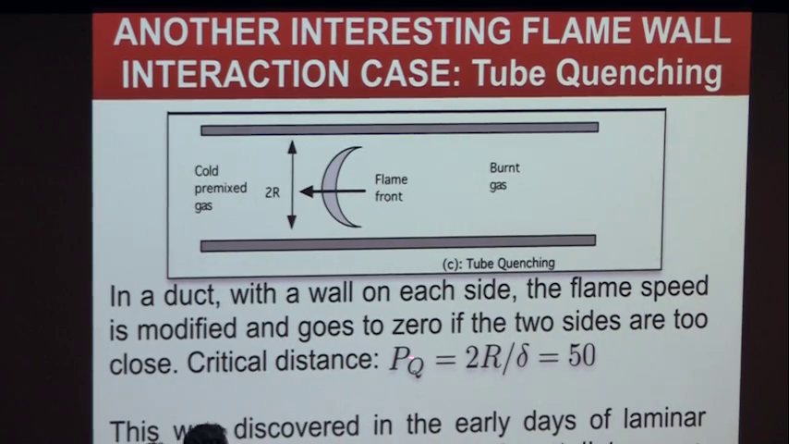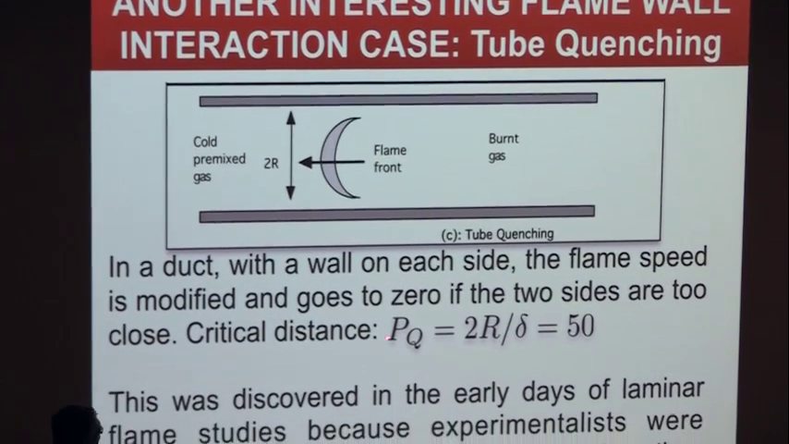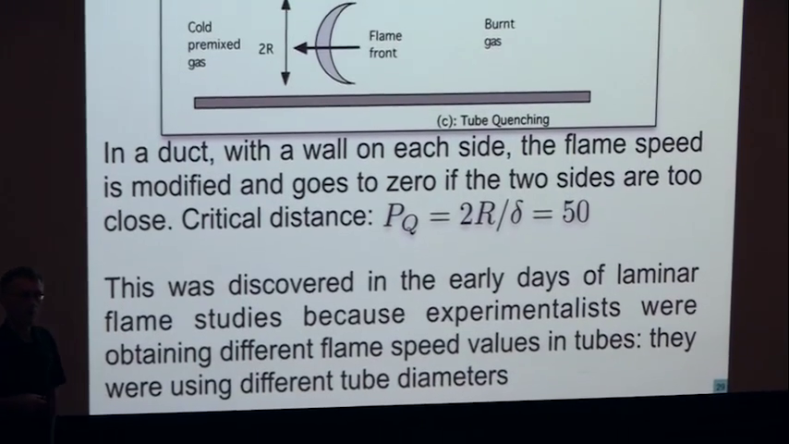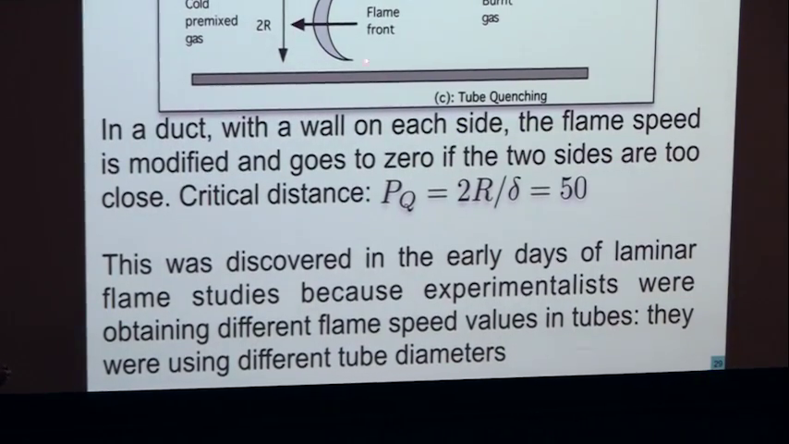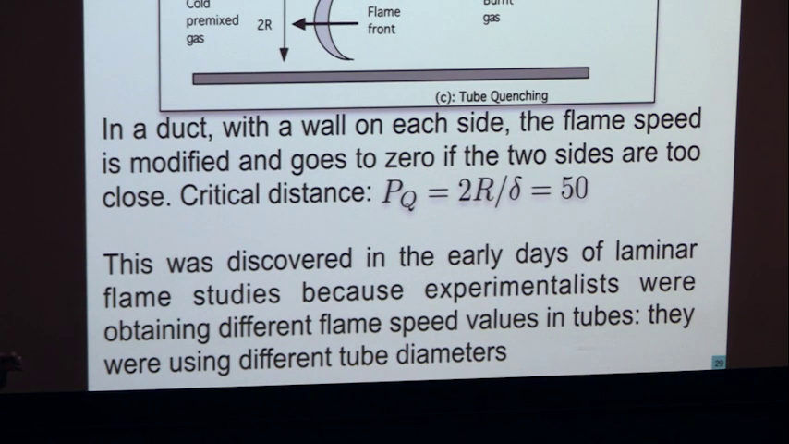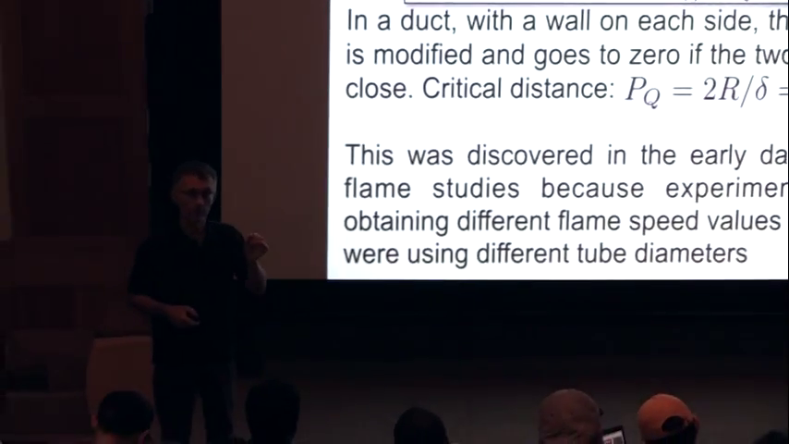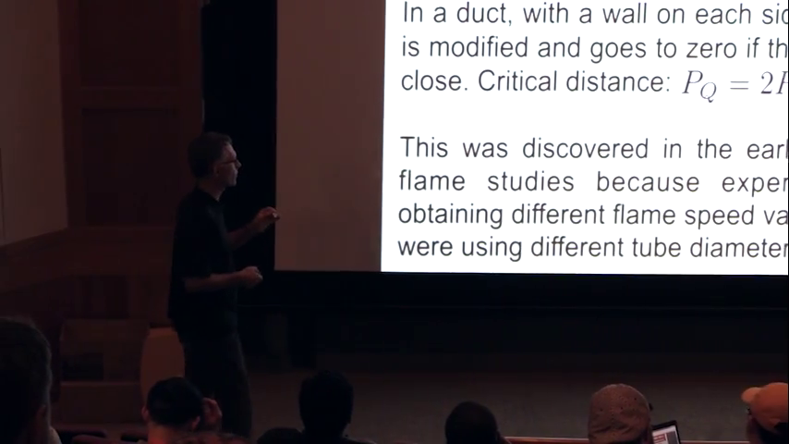And this critical distance, when you do experiments, you find that it's of the order of 50 times the flame thickness. Which really means that if you take a tube here, which has a radius smaller than 50 times the flame thickness, which is of the order of 0.5 millimeters, something like this, the flame will not be able to propagate through it. So that will be very important.